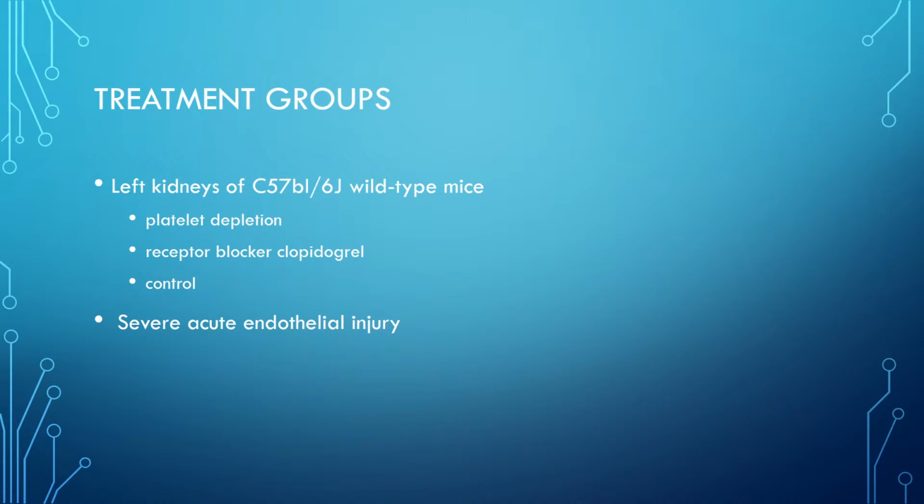Now let's look at the different treatment groups. Of the wild-type mice, we had three treatment groups, one of which was the platelet depletion group, which was seen through the use of antibodies. We then have the clopidogrel group, which uses receptors on the platelets to inactivate them. And then we have the control group. All mice were given a severe acute endothelial injury within their kidney in order to induce acute kidney disease.